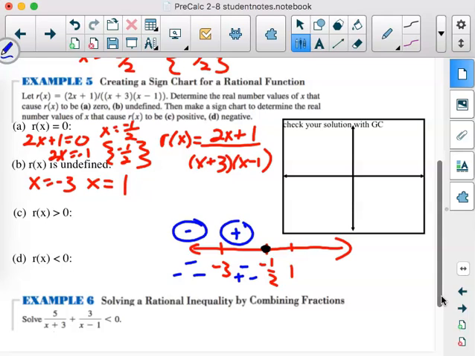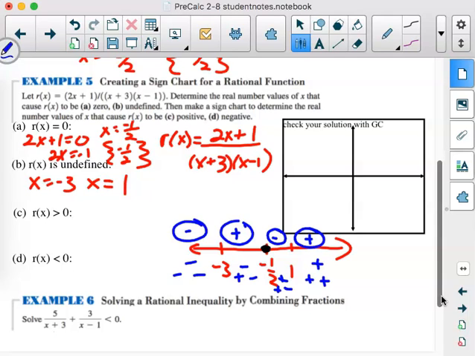Between negative 1/2 and 1, 0. This will be positive. This will be positive. This will be negative. So that portion of the graph will be below the x-axis. And then something like 2. Positive, positive, positive. So our sign chart for that one, negative, positive, negative, positive.